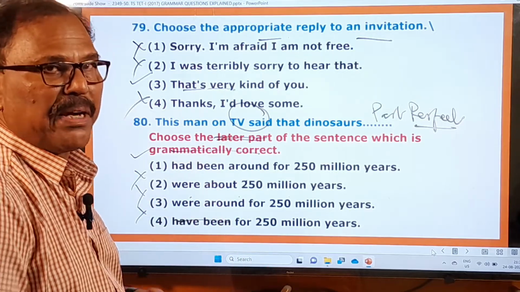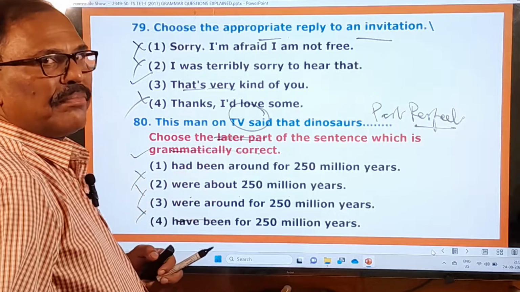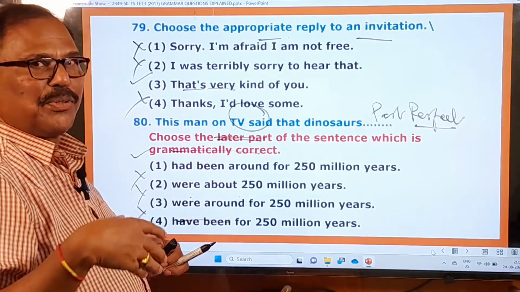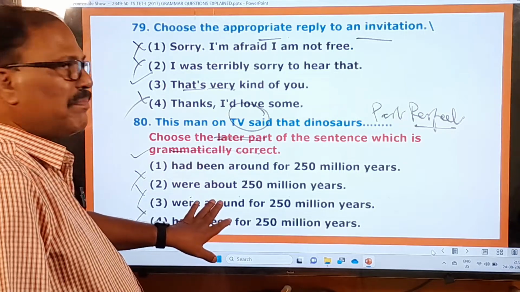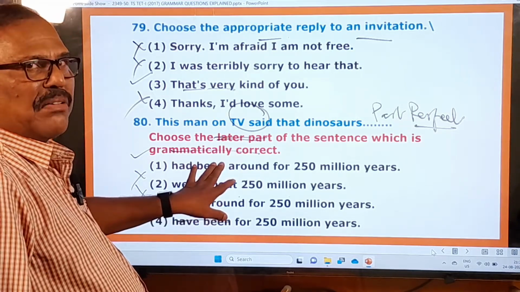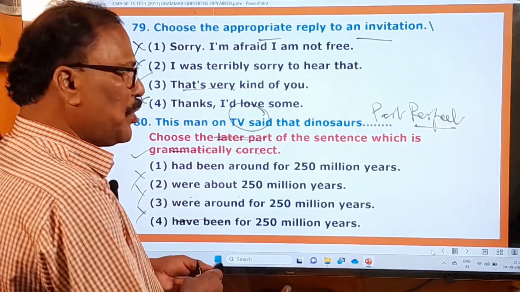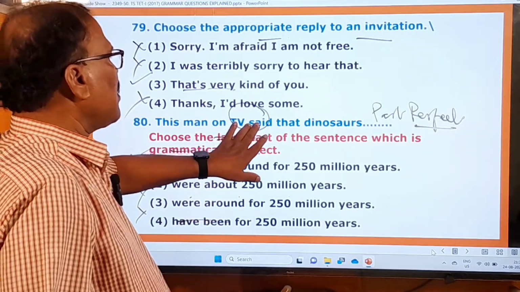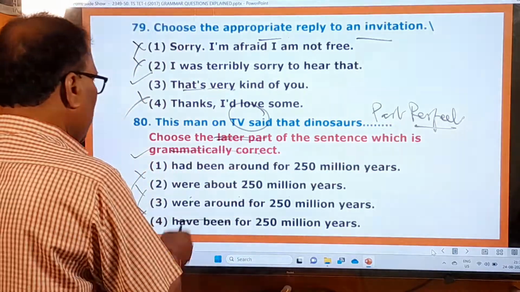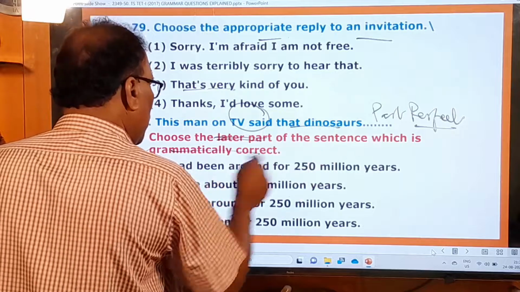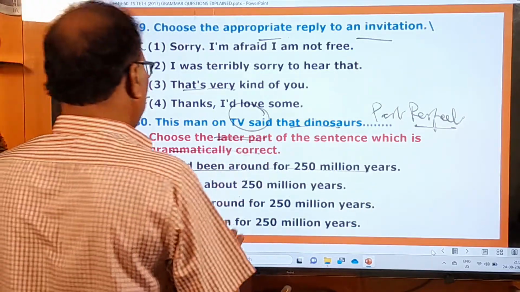As far as my knowledge of grammar goes with this question, this is not the right one. One of my students was arguing with me, why is this not correct? Why only this one? Because he might have seen somewhere "were around for." No, I don't agree with you, because this is in the past tense, and therefore in the later part of the sentence there must be past perfect, and that's why I can say "had been." The dinosaurs had been around for 250 million years. This is what I can say.